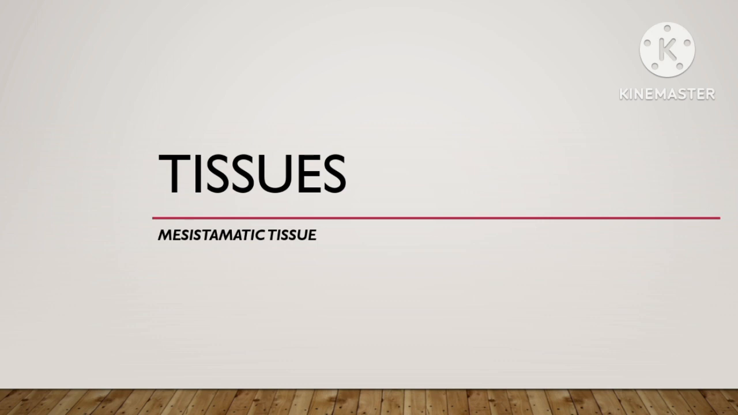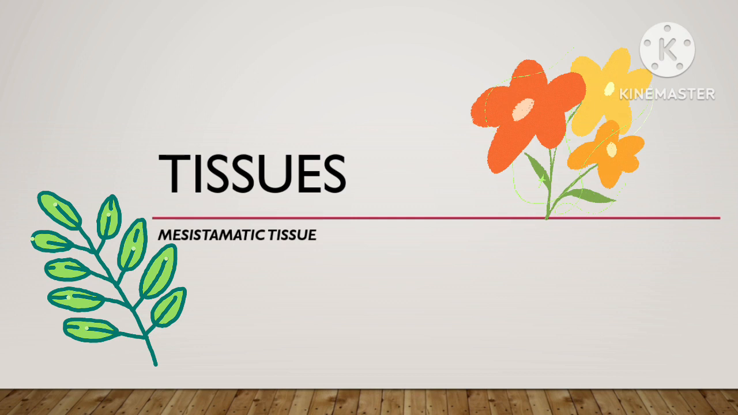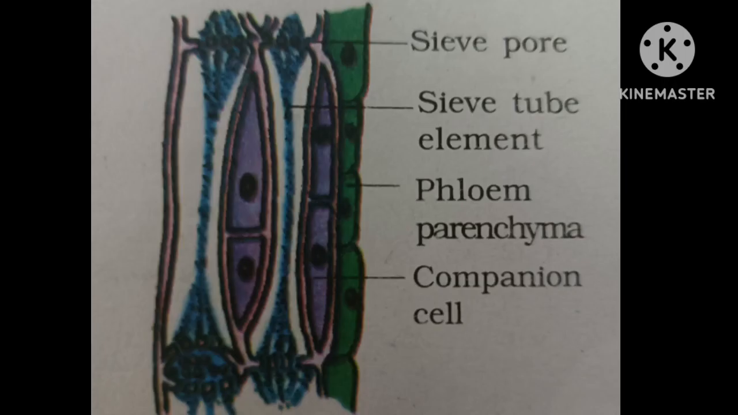Phloem transports food material usually from the leaves to the other parts of the plant. Phloem in angiosperms is composed of sieve tube elements, companion cells, phloem parenchyma, and phloem fibers. Gymnosperms have albuminous cells and sieve cells. They lack sieve tubes and companion cells.